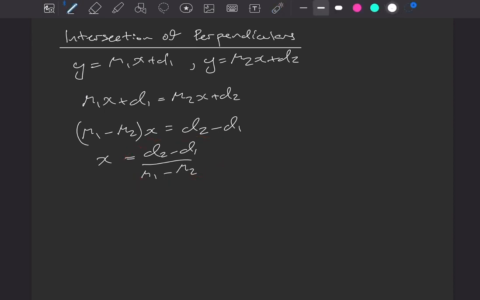So now then we'll take this x-coordinate and we'll stick it into either of the equations that we have for the perpendiculars. Doesn't matter which one, because they should both go through that point. But before we do that, we'll give x a subscript of c. The reason being is because this is actually the centre of our circle. And we'll do the same for y. And then y is equal to m1 times xc plus d1.